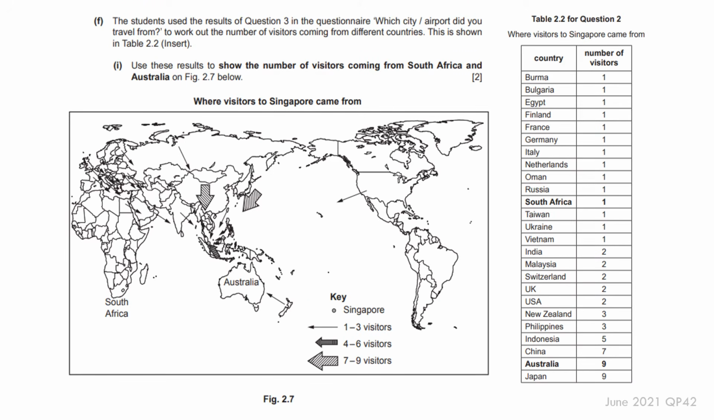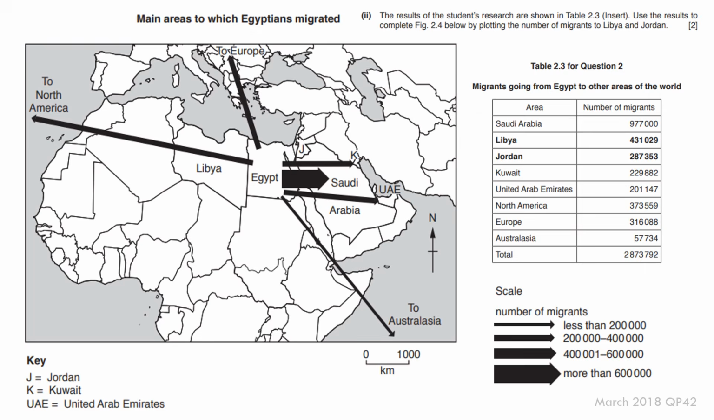Now, moving on, we need to choose the results to show the number of visitors coming from South Africa and Australia on figure 2.7. So what I have to do is copy the arrow of the group, a bit like a Choropleth map, and how it links in. So South Africa, it's 1, so I'm going to have the thinnest line, and Australia is 9, so that's the thickest arrow, so I'm going to copy that and the pattern accordingly.